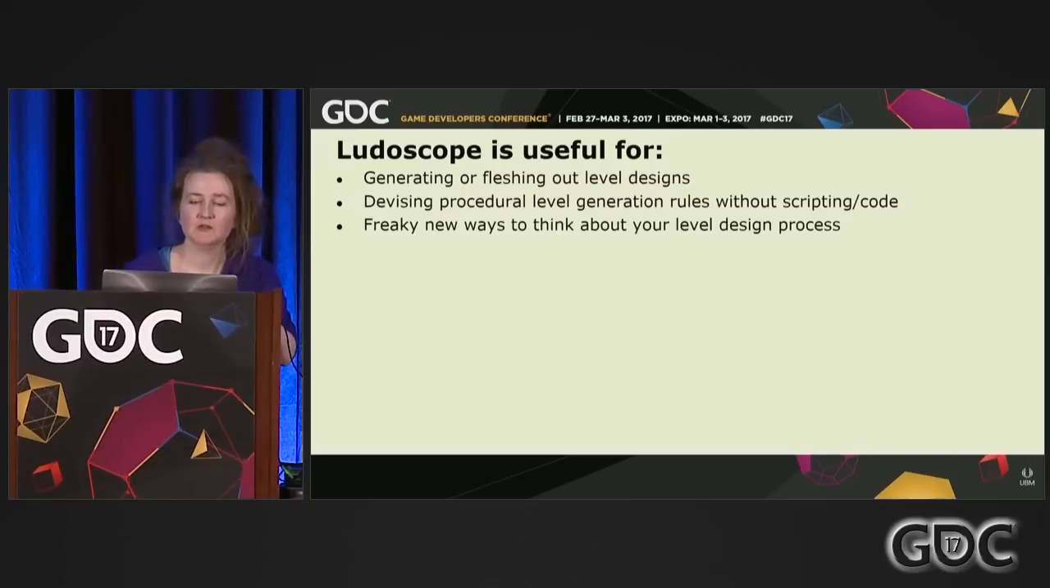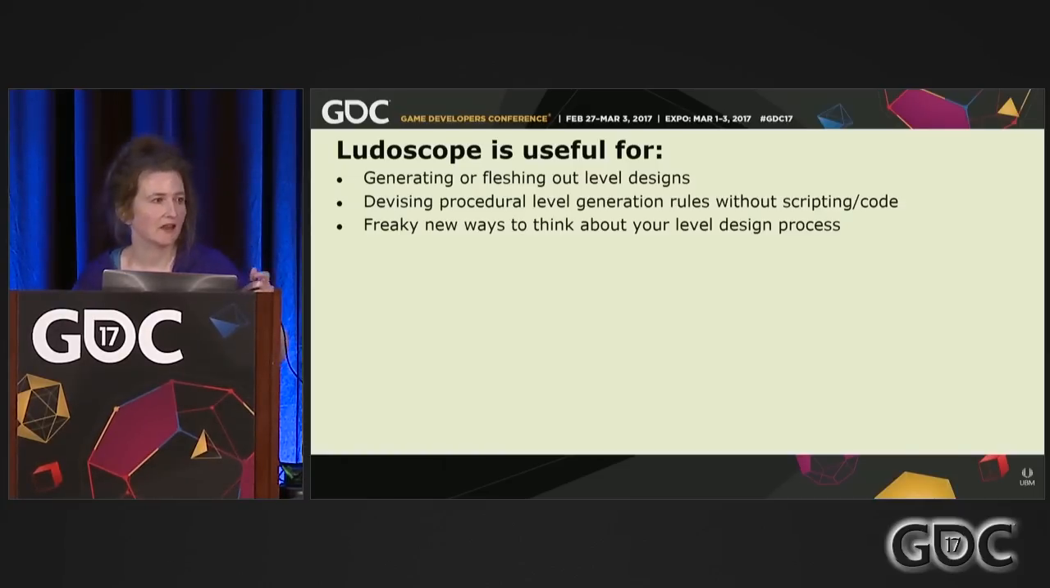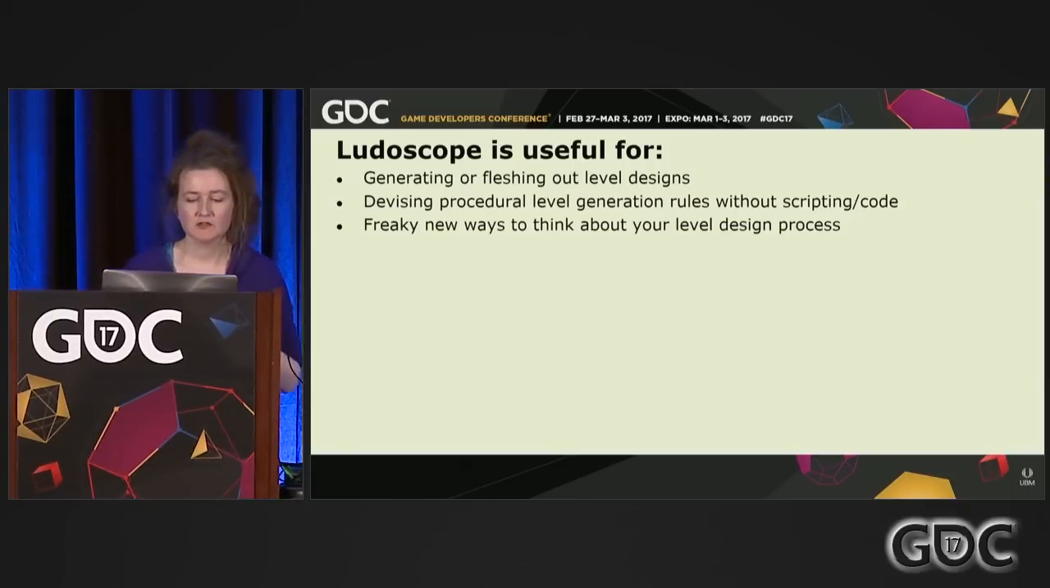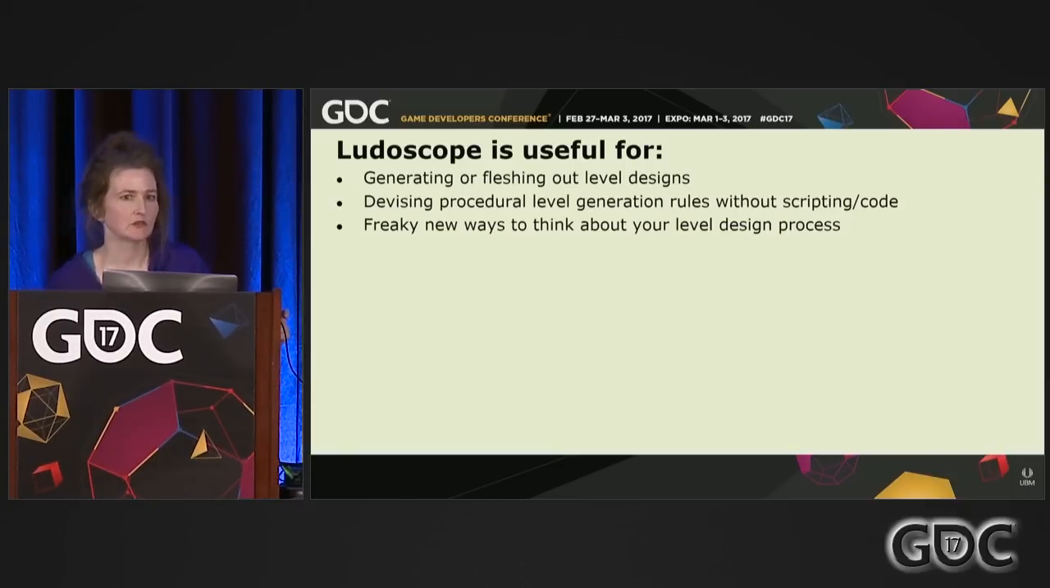So Ludus Scope can be used to generate ideas for level layouts or for populating your existing level designs with details. But you can also use it to come up with rules and ideas for procedural level generation without having to build a game or do any scripting or any programming. Perhaps the most valuable thing about Ludus Scope is that it gets you to think about your level design process in a bunch of interesting new ways. For example, I now think much more about my level design in terms of design rules and patterns, even when I'm not using tools.